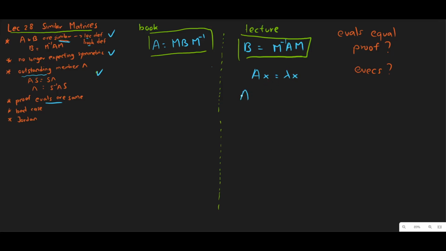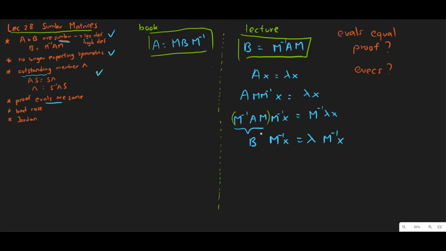And now let's put the M inverse here, M inverse M x, and that's just the identity, which does nothing to the right hand side. And then I will multiply both sides by the M inverse. Here goes M inverse, and then lambda is just a constant, so it can be pulled out this way. And then this thing right here is just my B. So I have the M inverse x there.